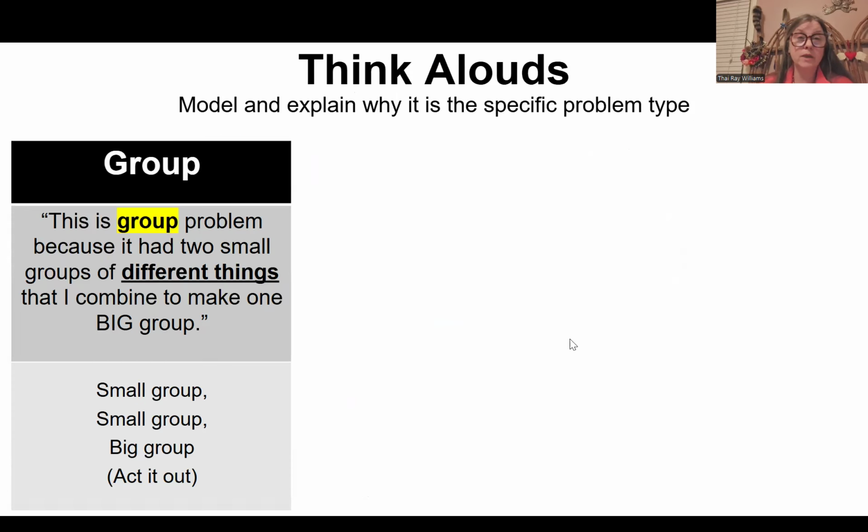So when you're doing your think aloud, you want to make sure that you're modeling and that you're explaining why it is that you have the specific problem type, how you determine that. And so for a group word problem, you might say something like, I know this is a group word problem because it had 2 small groups that were different things. It had cats and it had dogs. And I knew that I had to combine them together to make a big group. And that big group is pets. And then you want to make sure that you follow that up with your procedural rule always. Small group, big group, because that helps to cement that, and you're modeling that thinking. You're modeling that you want to make sure you're using your procedural rule.